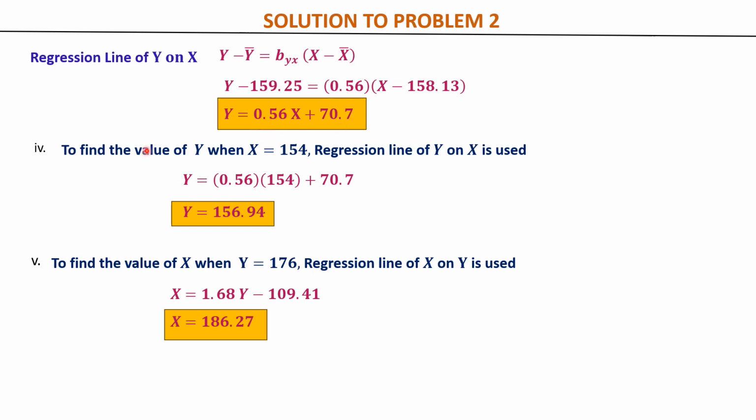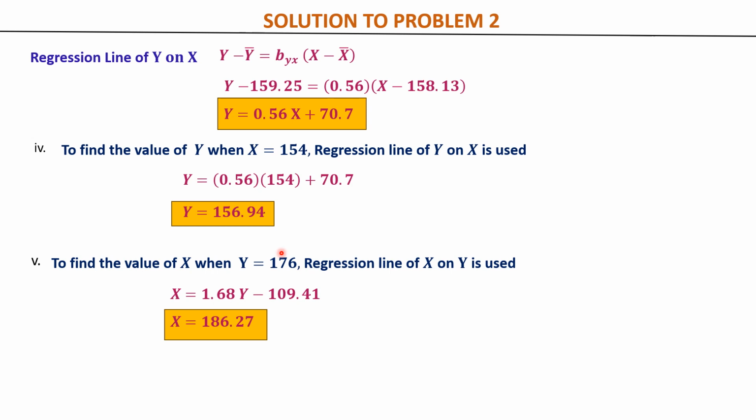Now the first question asked is to find the value of y when x is 154. Since x is known and I need to find y, I use the regression line of y on x. Similarly, to find the value of x when y is given, I need to use the regression line of x on y. So I simply take the equation which we derived, substitute the given value in it, simplify, and get the answer.